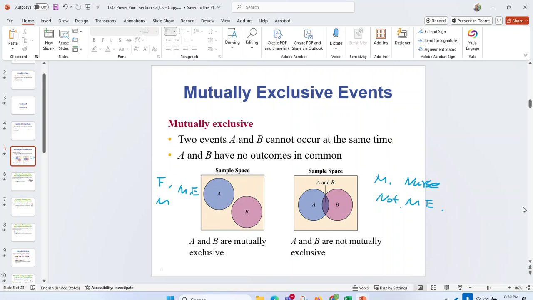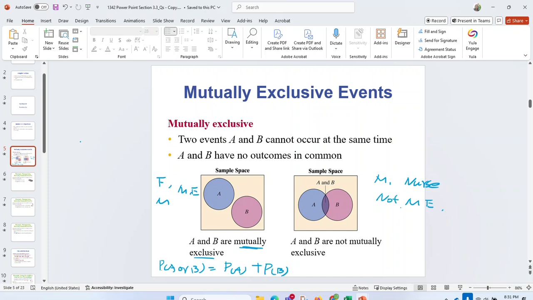If it's mutually exclusive, then A or B is just the probability of A plus the probability of B. Just add them together, because they are mutually exclusive. I'm sorry, I said not mutually exclusive, but they are mutually exclusive. So I just add these two parts together. That's my total.